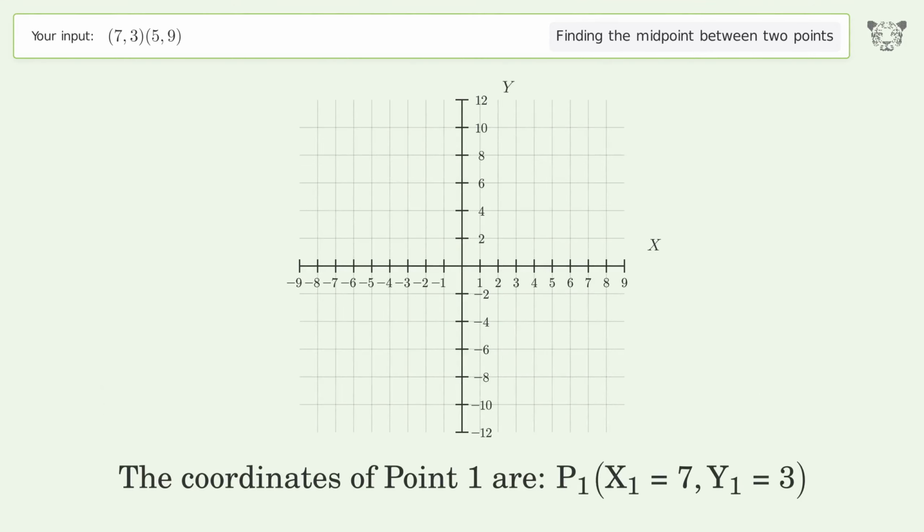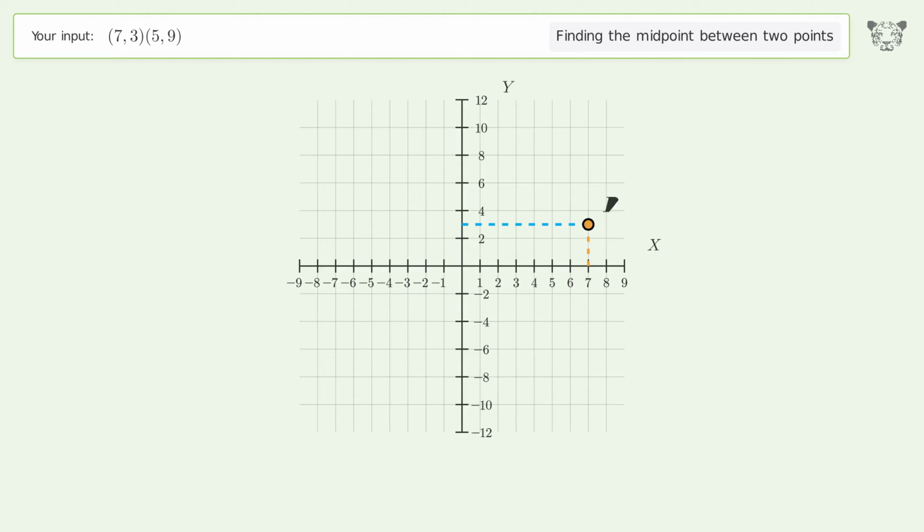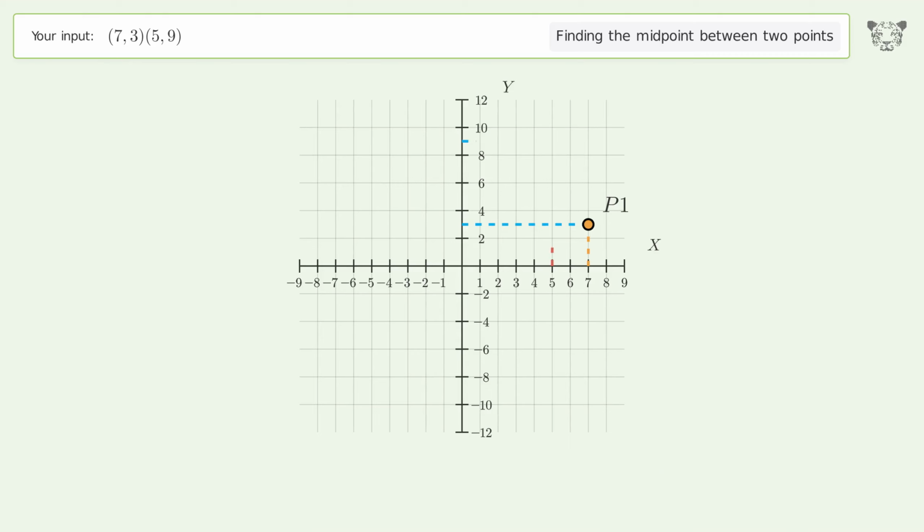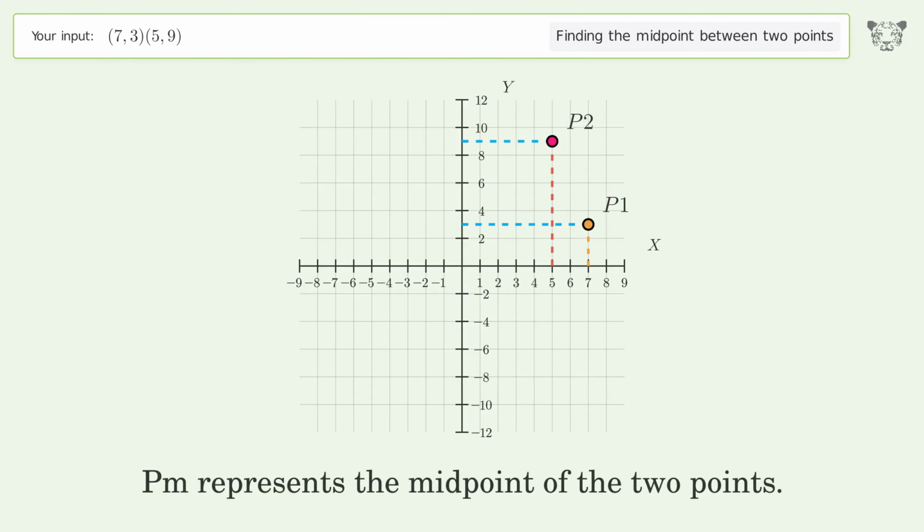The coordinates of point 1 are, x1 equals 7, y1 equals 3. The coordinates of point 2 are, x2 equals 5, y2 equals 9. PM represents the midpoint of the 2 points.